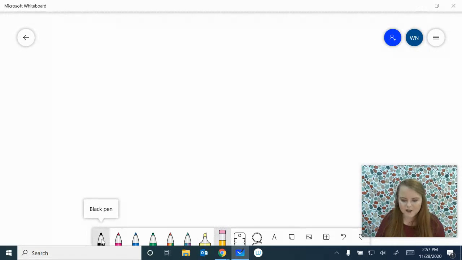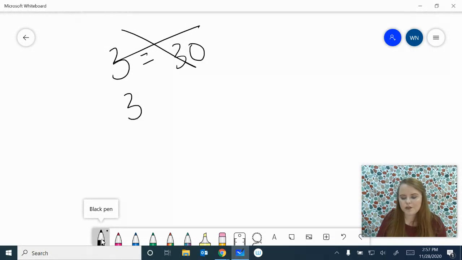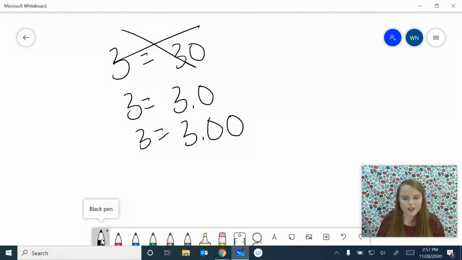Let's look at it in a different way. What if I said 3 equals 30? You know that's not correct because you know 3 and 30 are two different numbers. But if I said 3 equals 3 0/10, they work. 3 equals 3 0/100 totally works. It's the same concept with decimals.